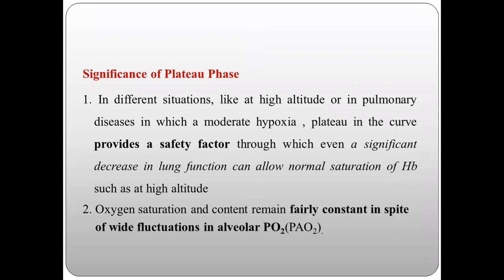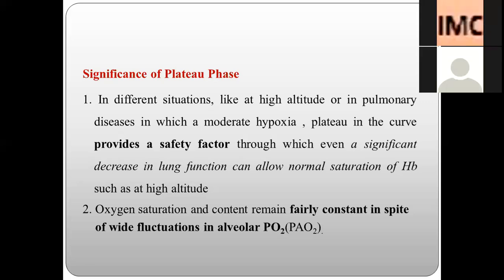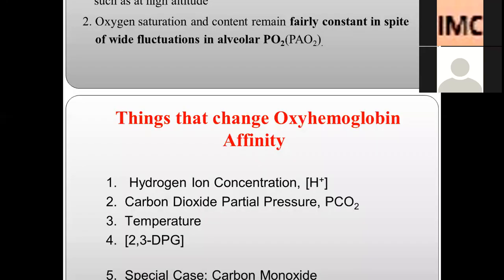A significant decrease in the lung function can still allow normal saturation of hemoglobin, even at high altitude or even when suffering from a moderate type of hypoxia. So the oxygen saturation and the content remain fairly constant in spite of wide fluctuations in the alveolar partial pressure of oxygen. And this is the importance of the plateau phase.